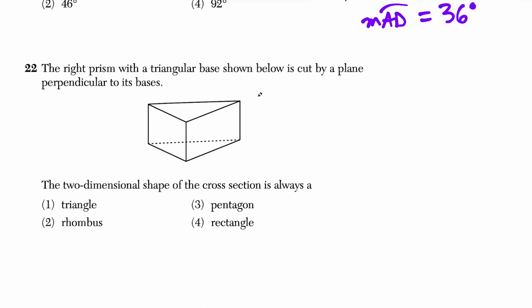Question 22, the right prism with a triangular base shown below is cut by a plane perpendicular to its bases. The two-dimensional shape of the cross-section is always, and we have these options to choose from. So this is the most important part over here.